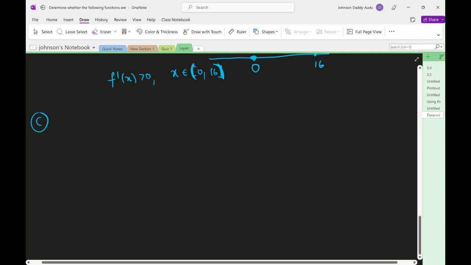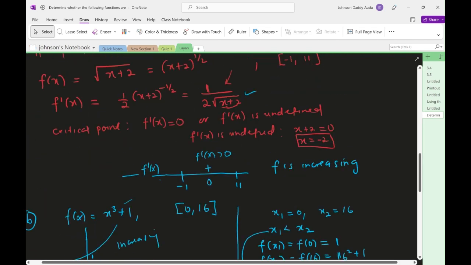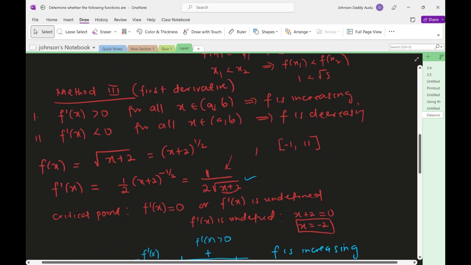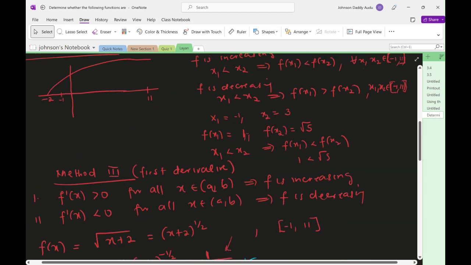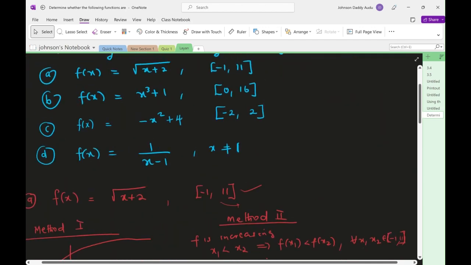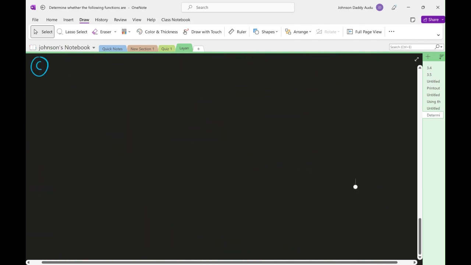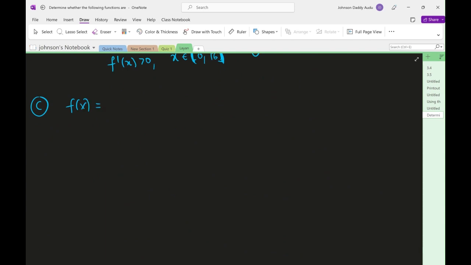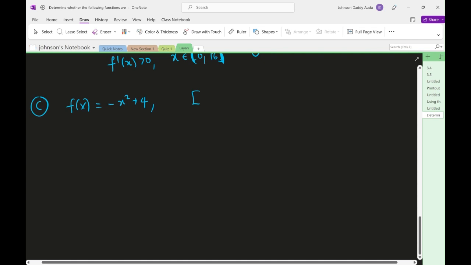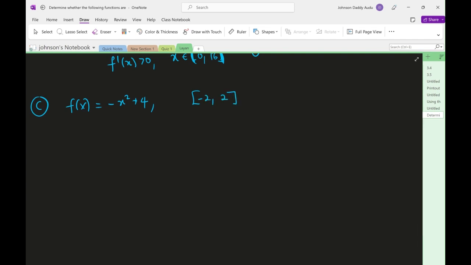Then C, what is C? What is that function? Okay, minus x squared plus 4. Minus x squared plus 4. But now your interval is minus 2, 2.